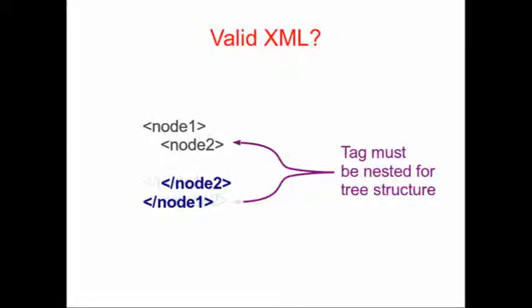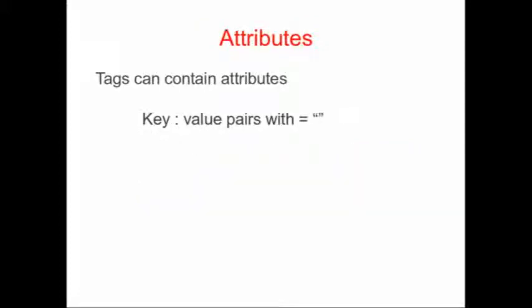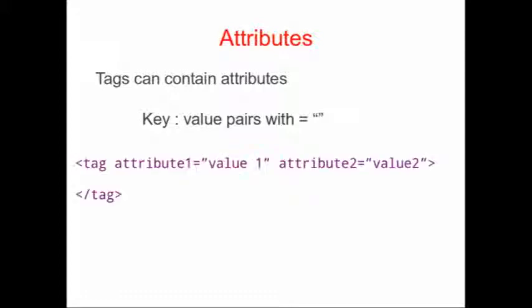In addition to tags and content, our XML file can also contain attributes. The attributes are housed within the tag, between the less than and greater than signs. They're key value pairs, where the key is separated from the value with an equal sign, and the value is wrapped in quotes. So for example, you can open a tag and then have attribute 1 associated with value 1, attribute 2 associated with value 2.